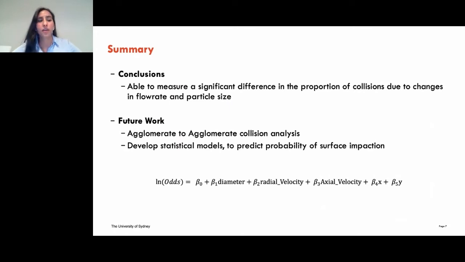This demonstrates an ability to measure significant differences in the proportion of collisions when changing flow rate and particle size. Future work in this area would aim to further delve into collision analysis, including agglomerate-to-agglomerate collision and further quantification of dispersion mechanisms. Also developing statistical models that are able to predict the probability of surface impaction, for example, a logit model that determines the probability of prediction for a particular particle based on its properties.